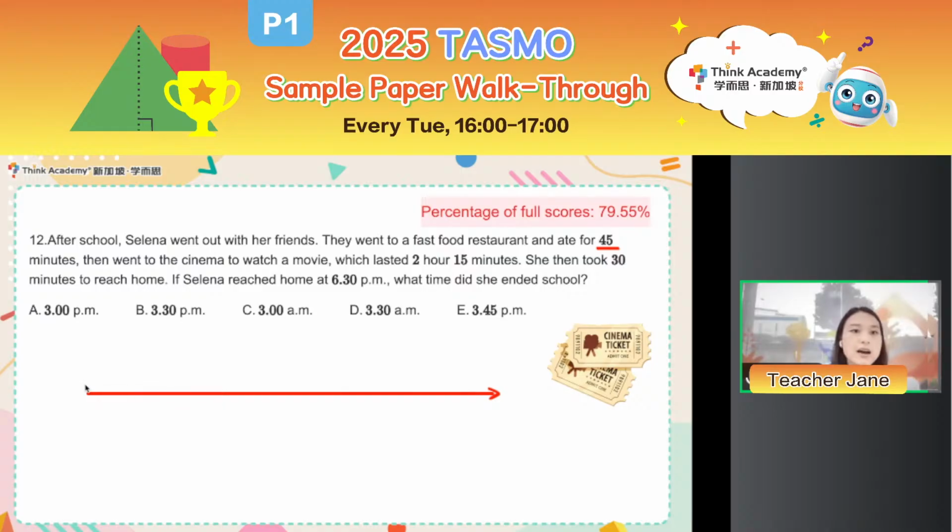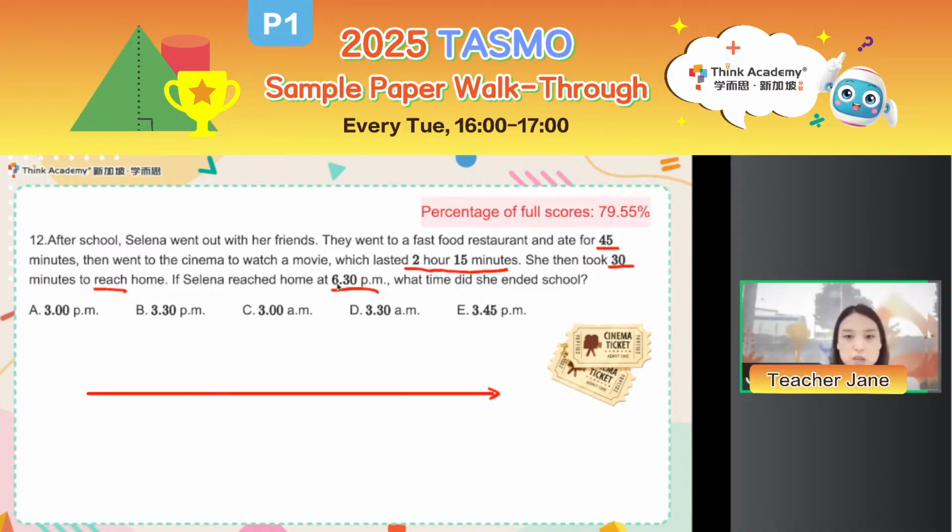Firstly, we can see after school, they went to a fast food restaurant and ate for 45 minutes, then went to the cinema to watch a movie which lasted 2 hours and 15 minutes. She then took 30 minutes to reach home. And then if Selena reached home at 6:30 p.m., what time did she end the school? So this time we're gonna go back, right?